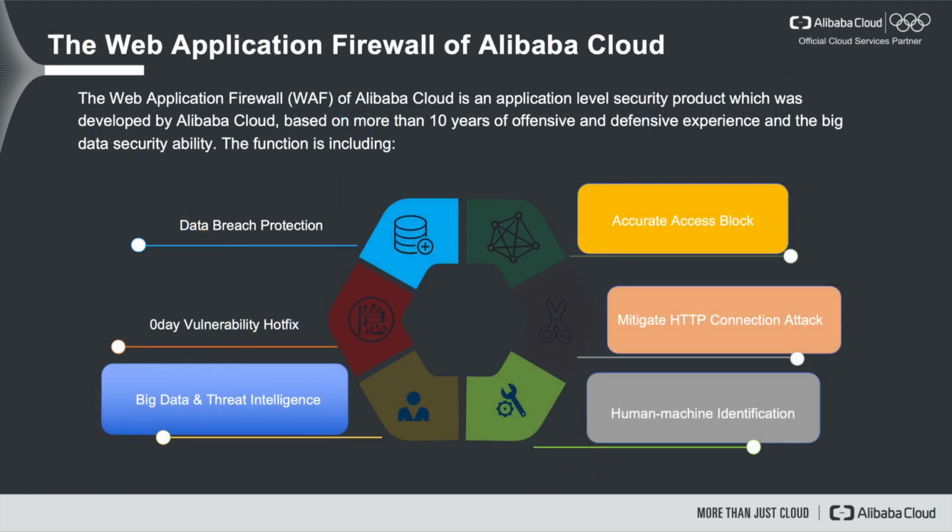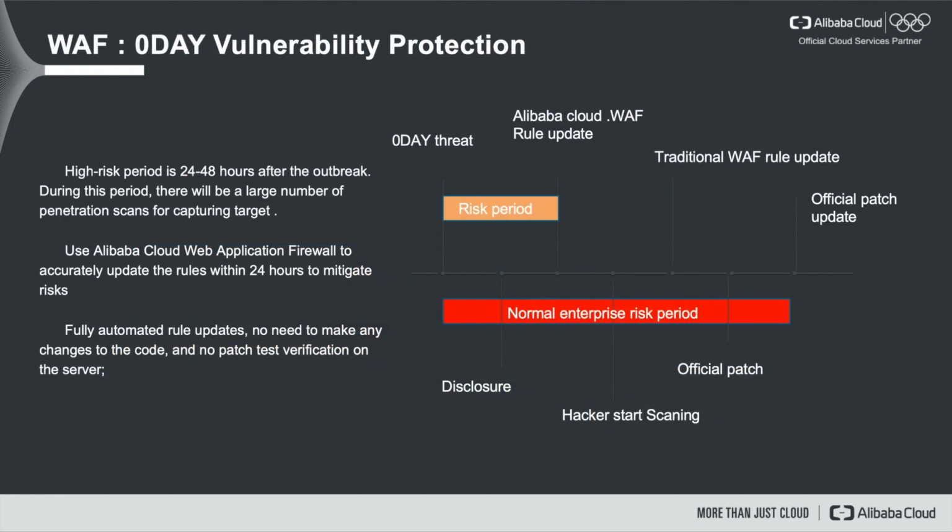Alibaba Cloud products are not only available for the customers. We use them as well. We protect our websites, for example, during the Singles Day, Double 11, where millions and millions of customers buy the products. Our products were developed by Alibaba Cloud based on more than 10 years of offensive and defensive experience and a big data security ability. The function includes data breach protection, zero-day vulnerability hotfix, big data and threat intelligence, accurate access log, HTTP connection attack mitigation, human-machine identification. Alibaba Cloud Web Application Firewall provides as well zero-day vulnerability protection.